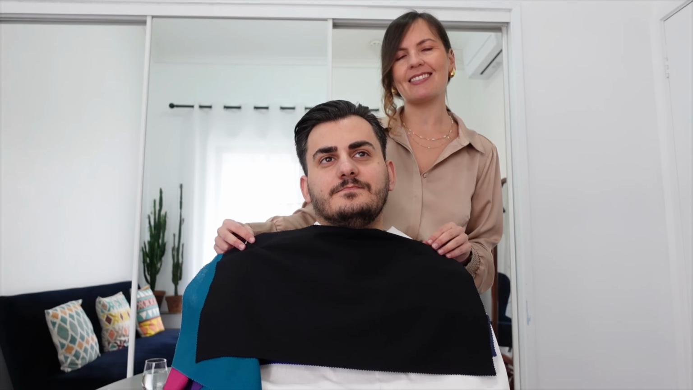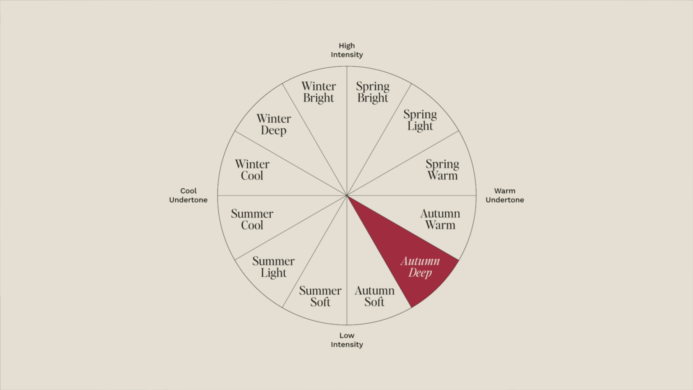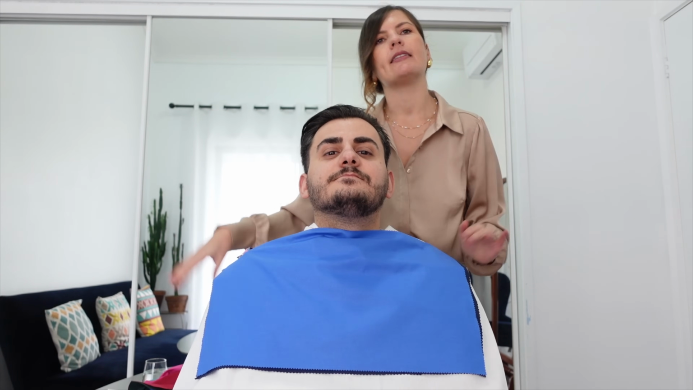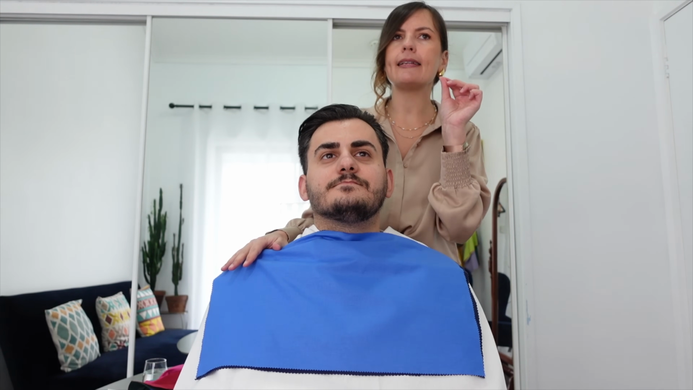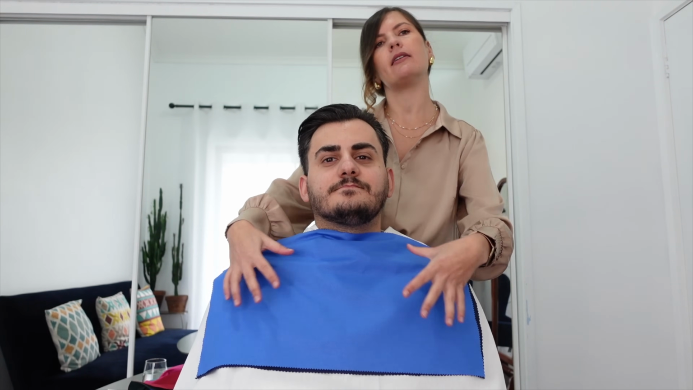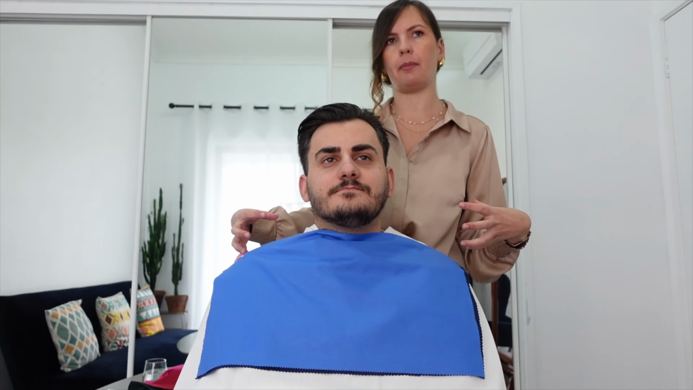So in your specific case, I think the only way to discover your specific subgroup is going to be to compare colors from the borderline seasons. So we will test Summer Cool and Autumn Deep, and we're going to see which is the dominant feature comparing those two borderline seasons. Starting with the first comparison, this is Savoy blue. It's a very cool blue, slightly lighter and softer than your cobalt, but it's still a very cool color. And this color is part of the Summer Cool palette.